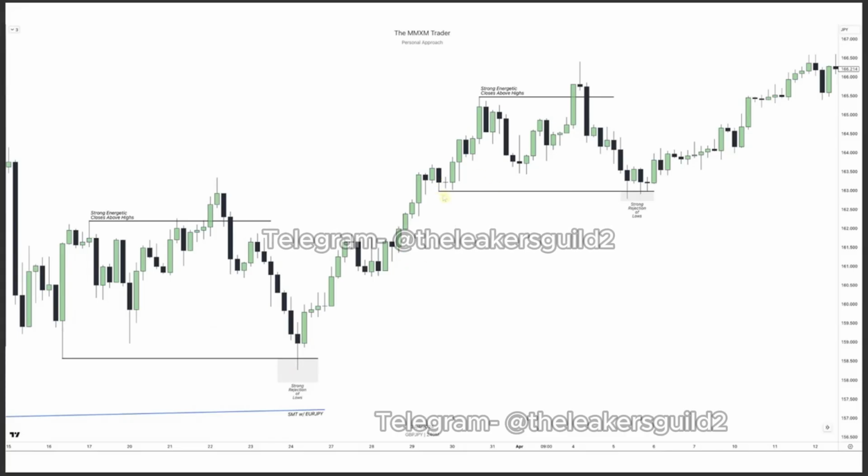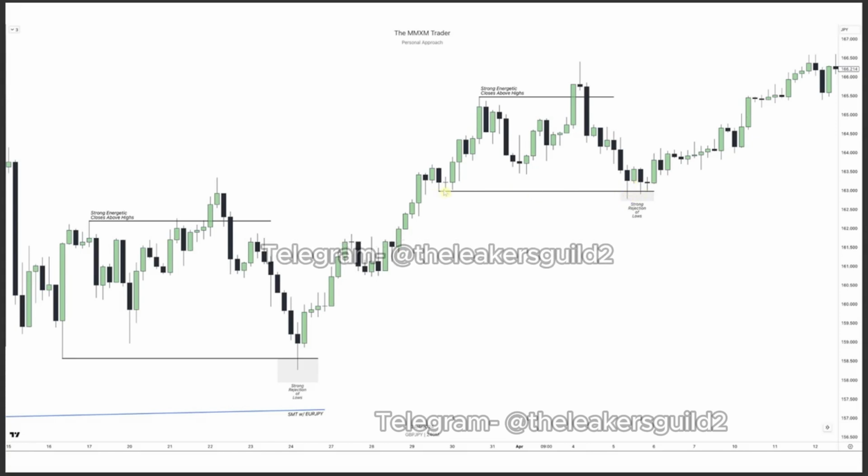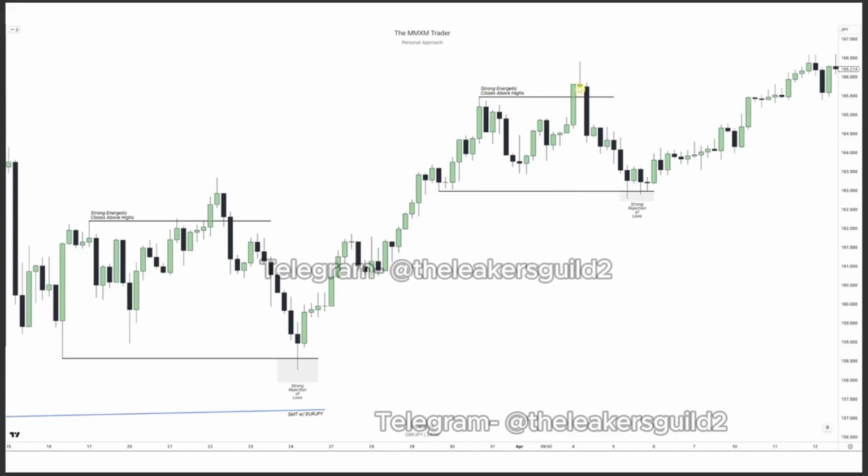Same over here, we've got this low. We can see price has a strong rejection over here, not closing below that low, and vice versa. Over here we close above that high, right? So energetically closing above that high is an indication of a bullish market profile.